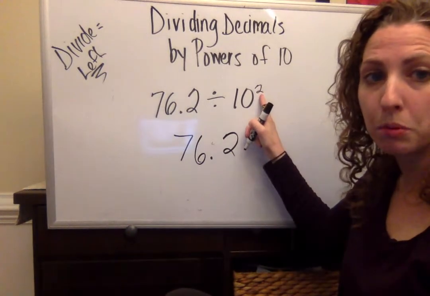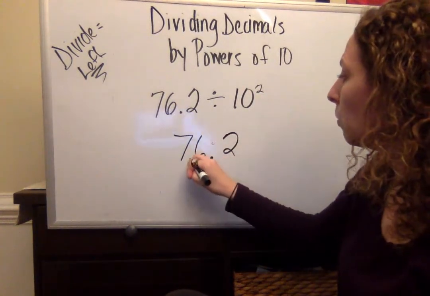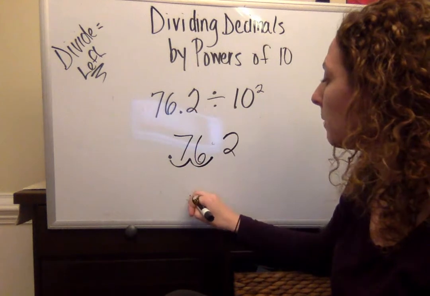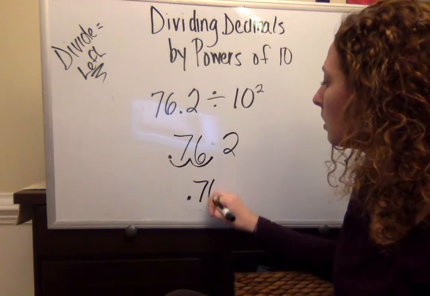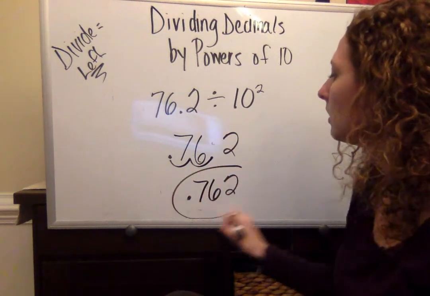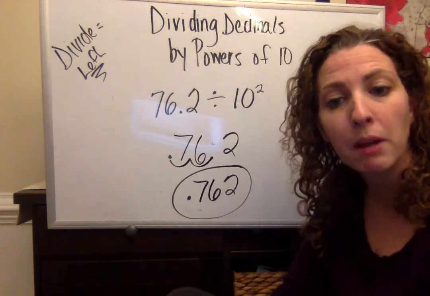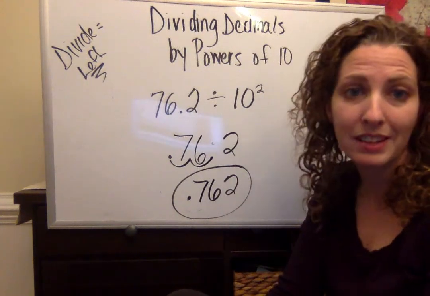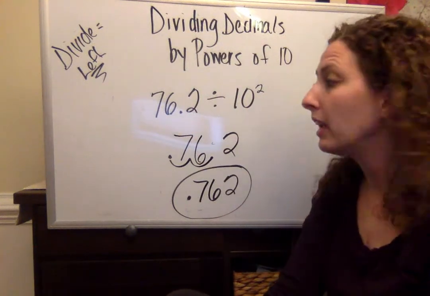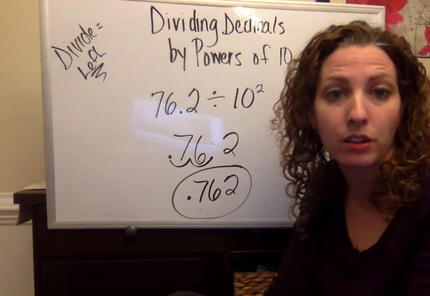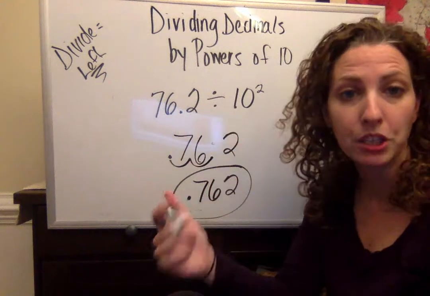I'm moving that 2 places to the left. 1, 2. My new decimal is going to look like that. And that's all you're doing. So when we're dividing and multiplying powers of 10, you're just moving that decimal to show the answer getting bigger or smaller, depending on the sign that you use, what operation you do.